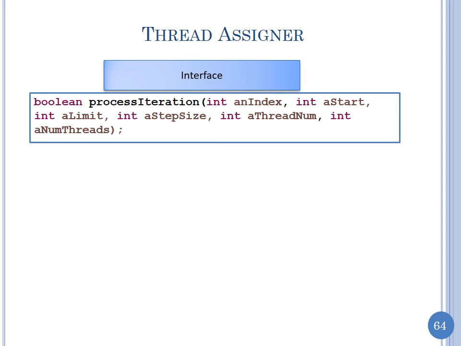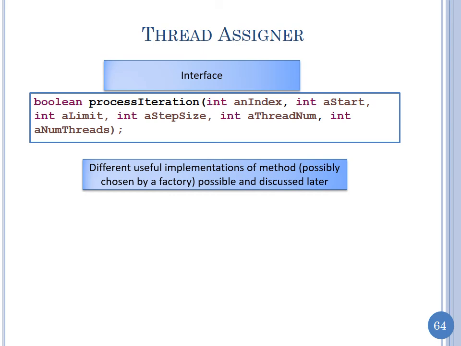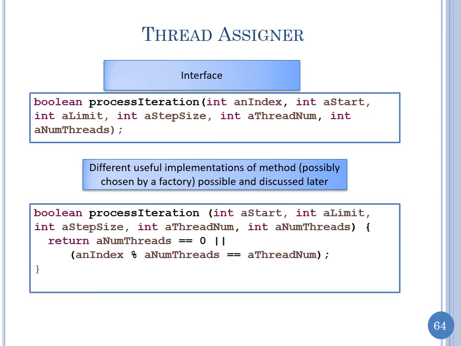And process iteration could do many different things. There are different useful implementations of the method, and maybe a factory chooses it, like in A2. And UG mentioned basically doing a mod function to divide the work. So thread 1 does 1, 3, 5, 7, and thread 2 does 2, 4, 6, 8 elements. Okay, so we could have used this partitioning mechanism also in A2. We used a more complicated one, but this might have been the easier one to do. This is what UG and Randy were suggesting, actually.